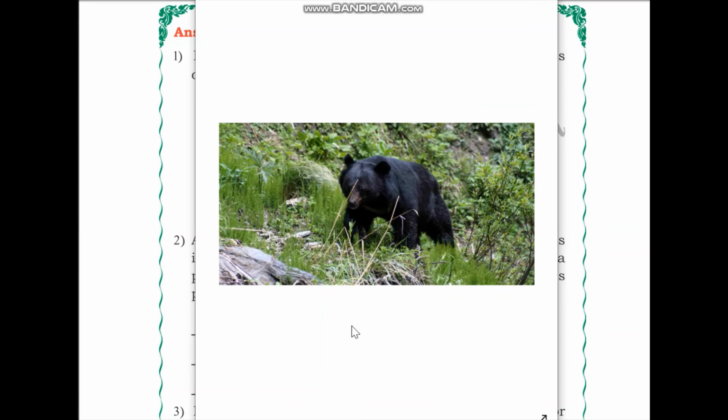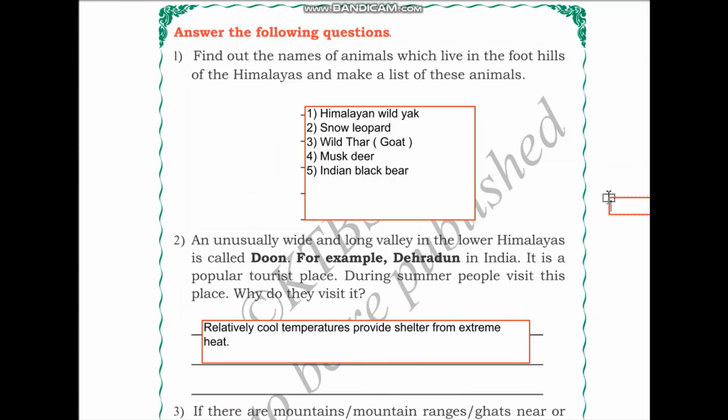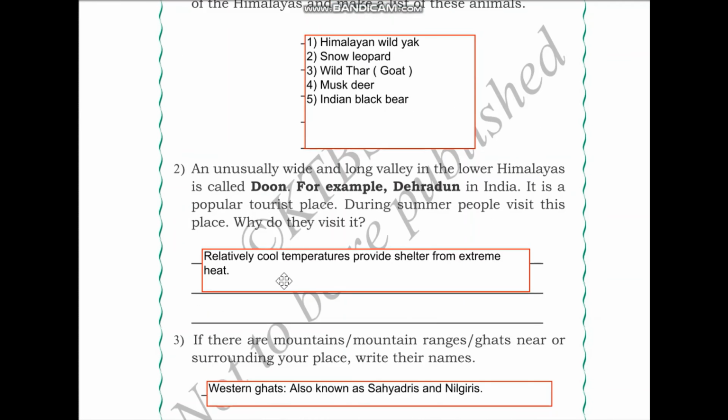Next, we have the Indian black bear. The Indian black bear is also an animal that can be found in the foothills of Himalayas. So I have given you the list of the different animals. You can refer to it here. You can also think of other animals and add on to this list.